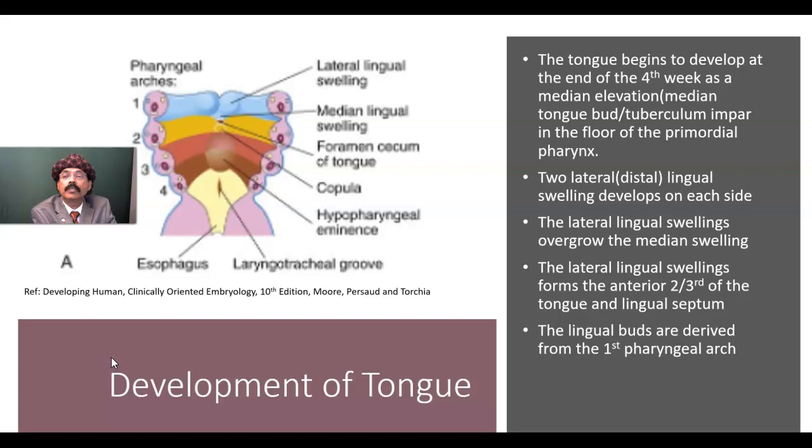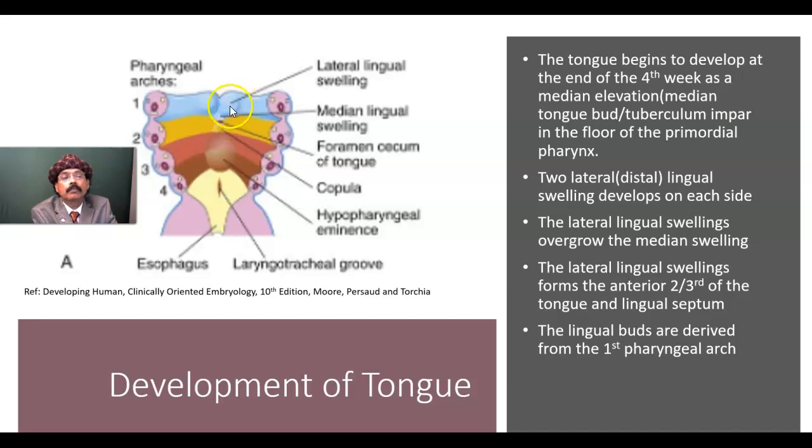Dr. Dewan S. Raja. Today I will discuss the development of the tongue. The tongue begins to develop at the end of the fourth week as a median elevation called the median tongue bud or lingual bud, also called tuberculum impar. This is here, in the floor of the primordial pharynx.